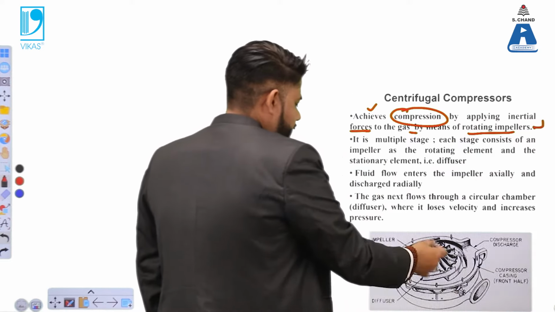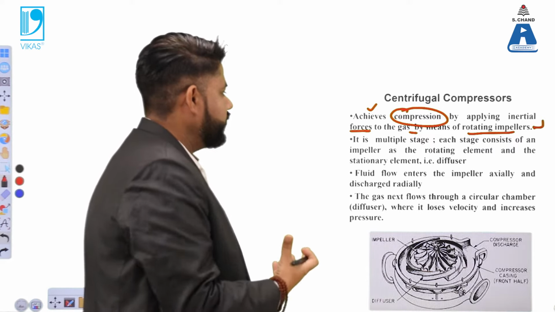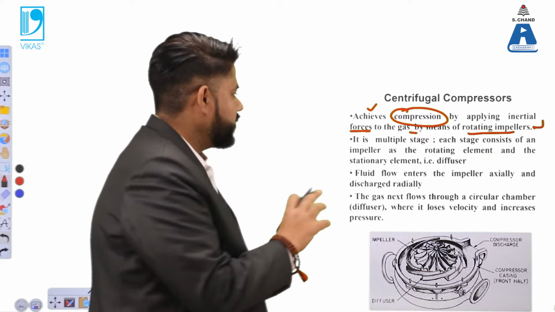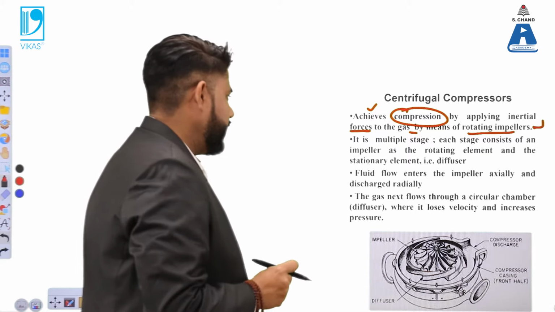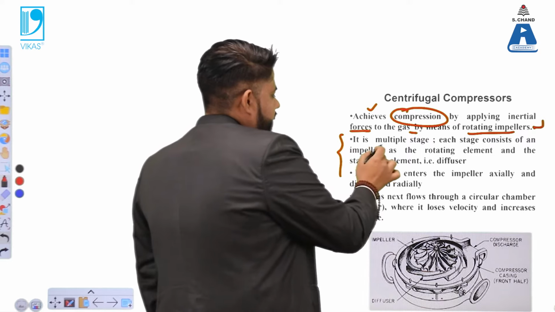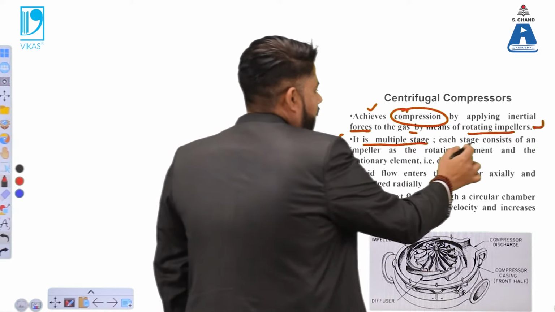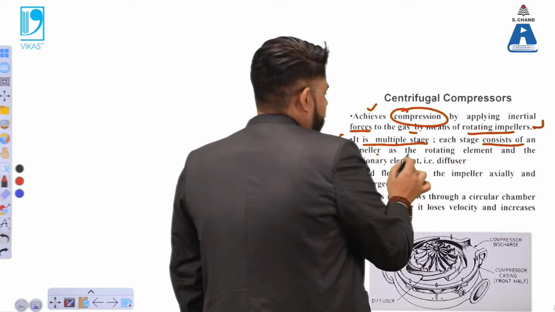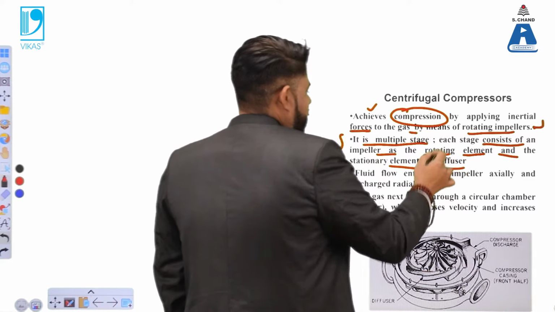So it has a rotating impeller in which you can say the inertial forces of the gases are responsible for creating that particular compression of the air. And if I talk about these categorizations, it is usually a multi-stage type compressor, and each stage consists of an impeller as the rotating element, and the stationary element is there.